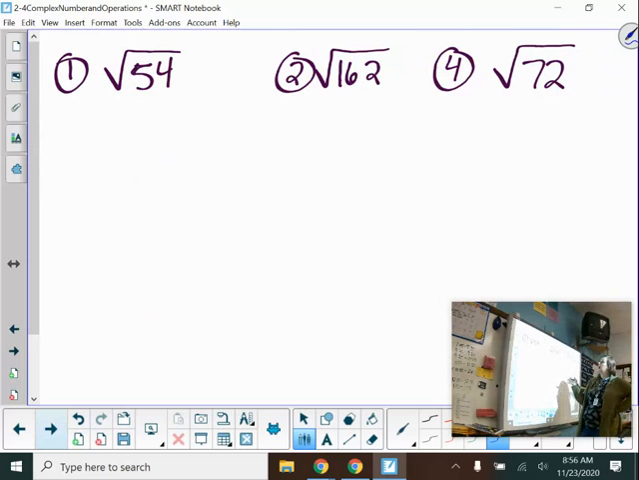Okay, these are a few other examples. I'm actually going to skip over those. If you want some additional practice with simplifying square roots, please reach out to me, and maybe we can schedule a tutoring time and go through that.